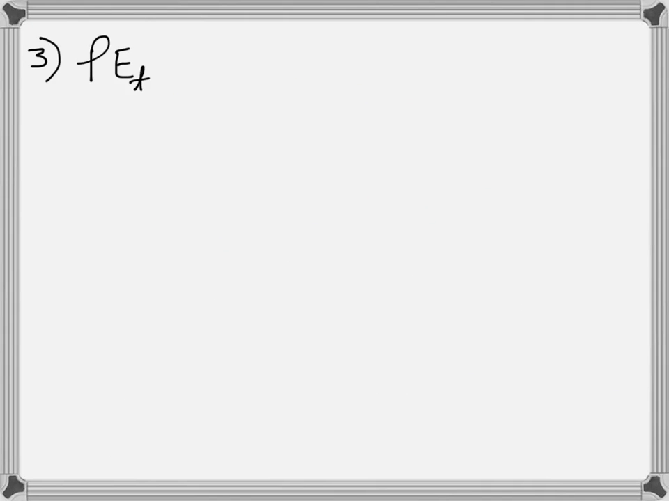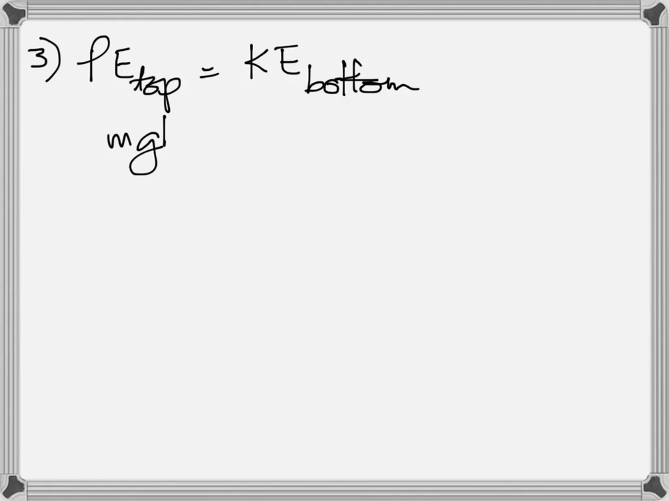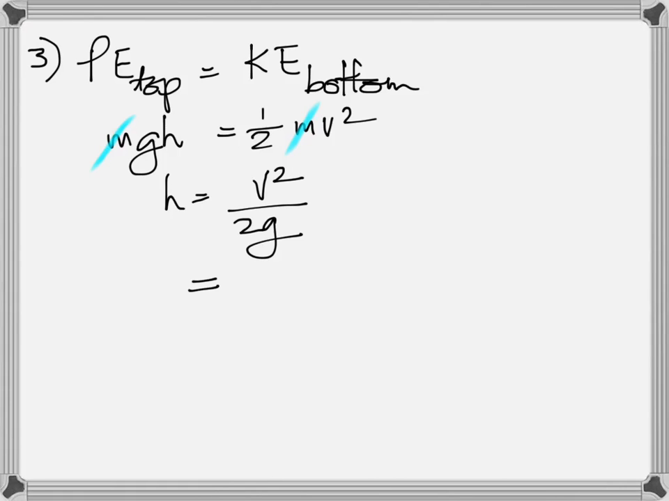Question 3. Potential energy at the top is equal to kinetic energy at the bottom because there is no friction. And what's the formula for potential energy? mgh. Kinetic energy is one half times the mass times the square of the velocity. The masses get cancelled. Rearrange to get h is v squared by 2g.